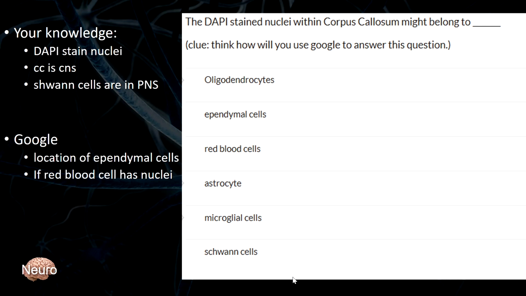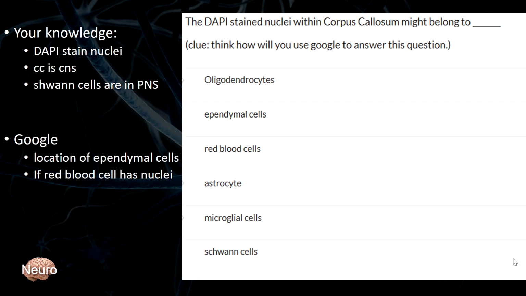This is one of the questions from our module 2A. I asked you, those DAPI-stained nuclei might belong to which kind of cells in the corpus callosum, right? And the knowledge that you should already have, you should know that DAPI-stained nuclei and corpus callosum belong to CNS, and Schwann cell belongs to PNS. For the last piece of information, you may not remember that well, but you can use Google to confirm that.